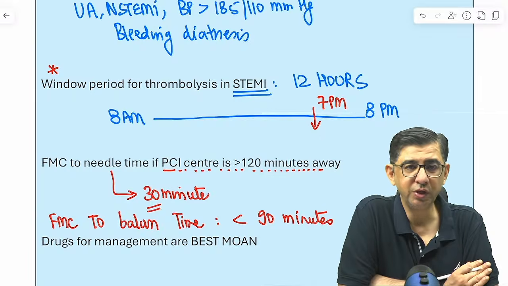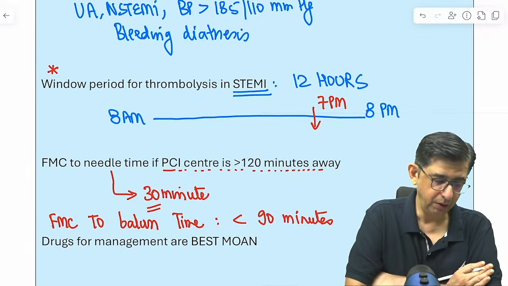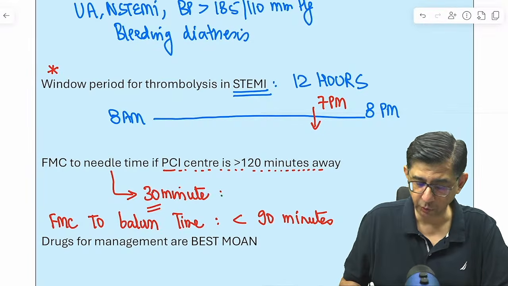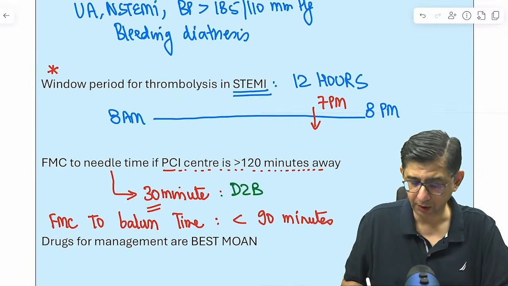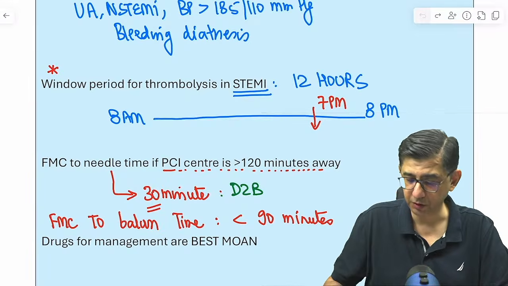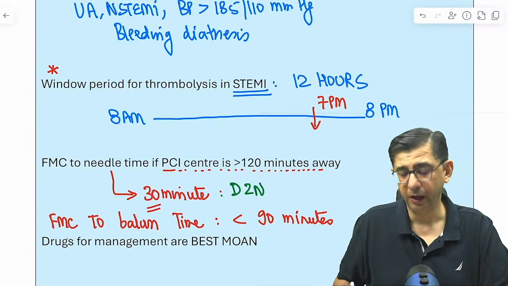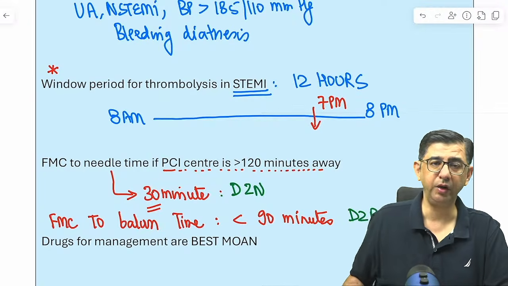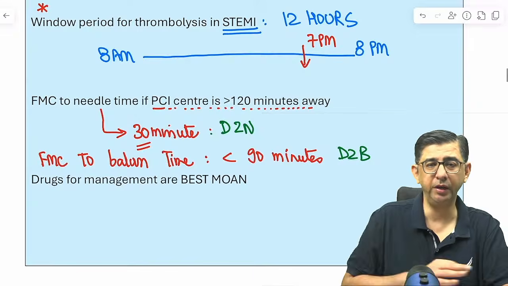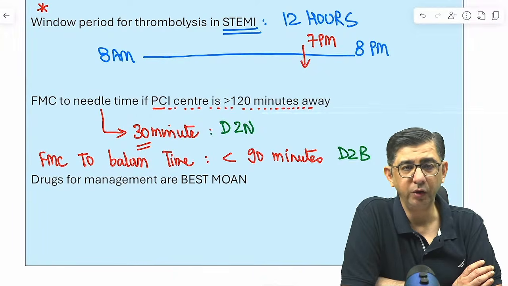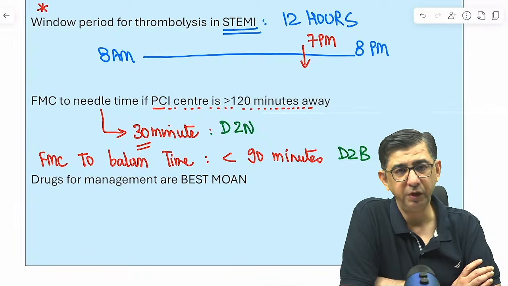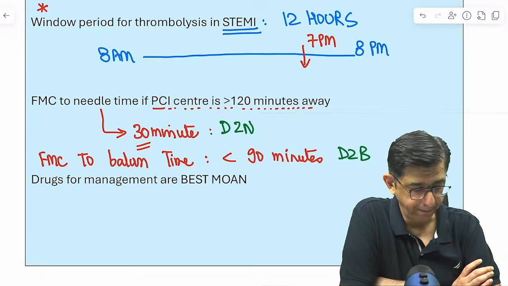So I wrote them in two separate terms there. Yeah, exactly. This 30 minutes is unofficially called D2N, door to needle time. And this is what is called door to balloon time, D2B. So one, I wanted to bring to your attention that D2B and D2N terms are not used now. The word uses FMC, first medical contact to needle, first medical contact to balloon time. Earlier the terms used were door to balloon and door to needle time.